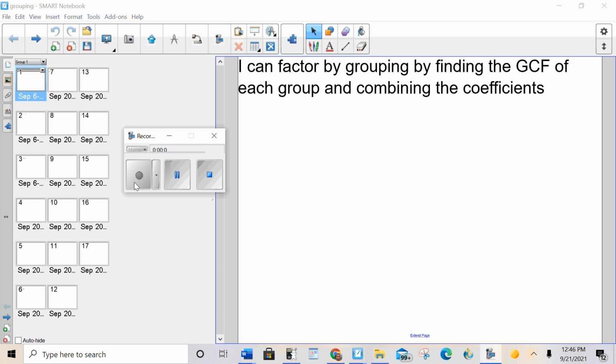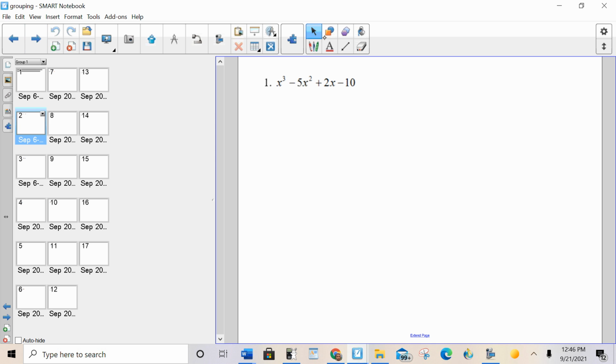Hello everyone, today I can factor by grouping by finding the GCF of each group and combining the coefficients. So, let's get right to it.